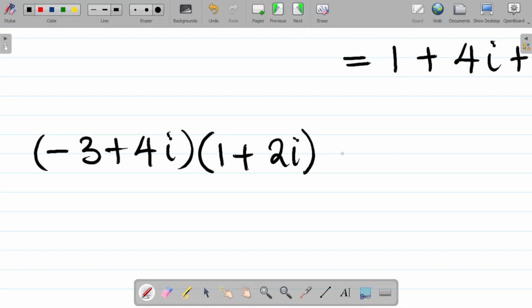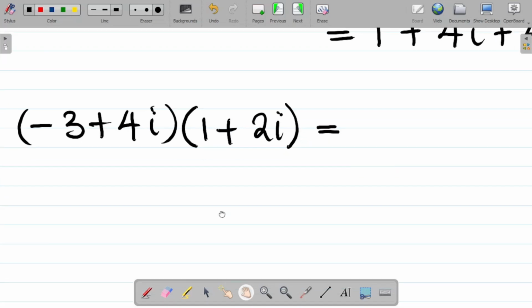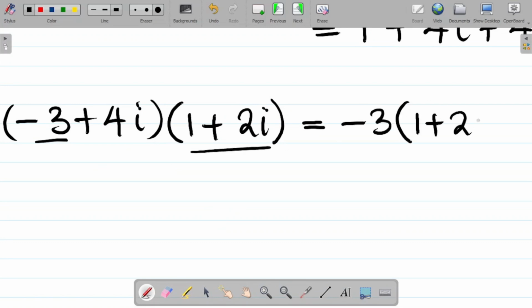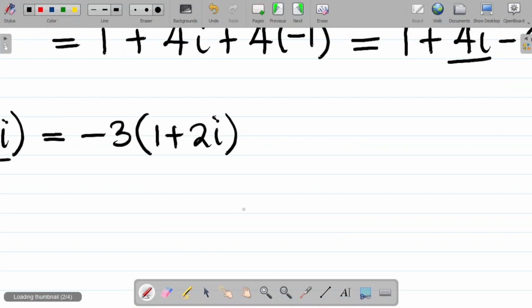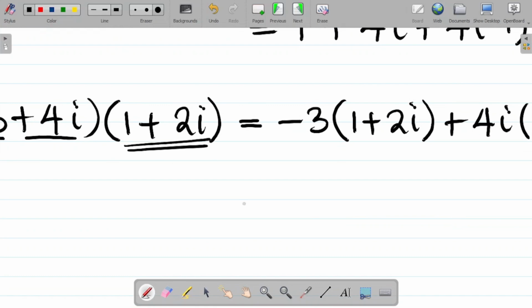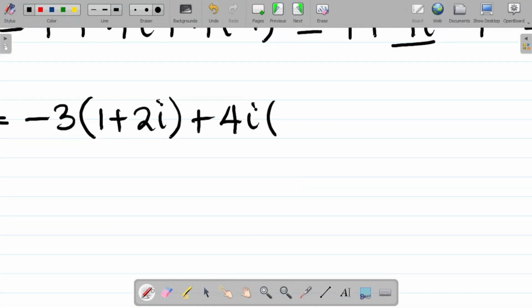Okay, now let's expand this. This is equal to, again, we'll follow the same concept. The first term here, minus 3, multiplies everything in the second bracket, 1 plus 2i. Next, the second term in the first bracket, plus 4i, multiplies everything in the second bracket, 1 plus 2i. So we have this. All right, let's expand this.